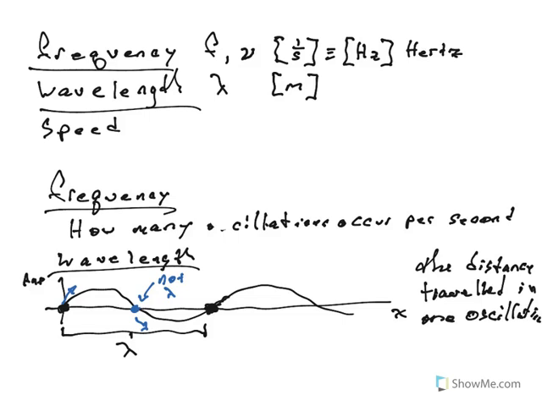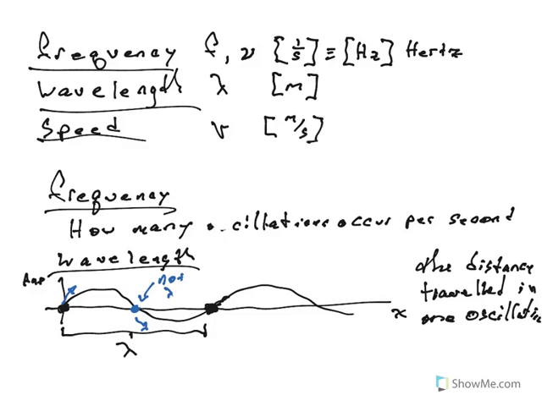So wavelength and frequency, they're very similar, except frequency, of course, deals with the time it takes to do an oscillation, whereas wavelength talks about how far a wave goes in one oscillation. Of course, speed being the last one, well, that's usually v, for velocity. And the units are meters per second.